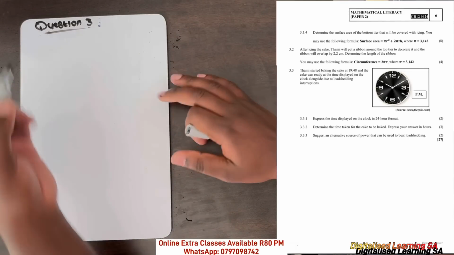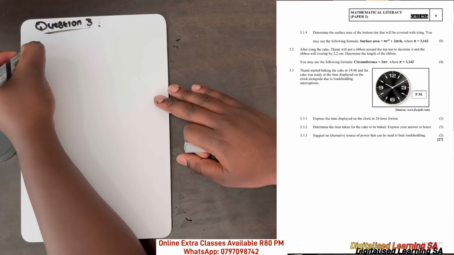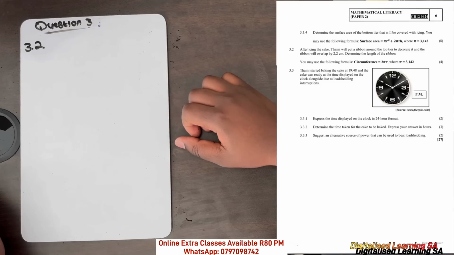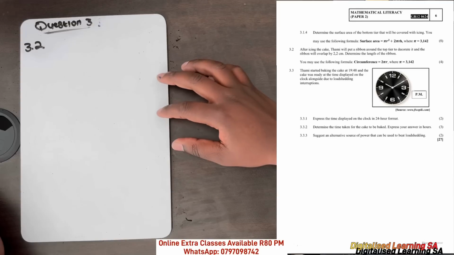Okay, so now let's move to question 3.2. For question 3.2, we are told that after icing the cake, Tammy will put a ribbon around the top tier to decorate it, and the ribbon will overlap by 2.2 centimeters. Determine the length of the ribbon. So we need to determine the length of the ribbon, and we are also told that you may use the following formula.